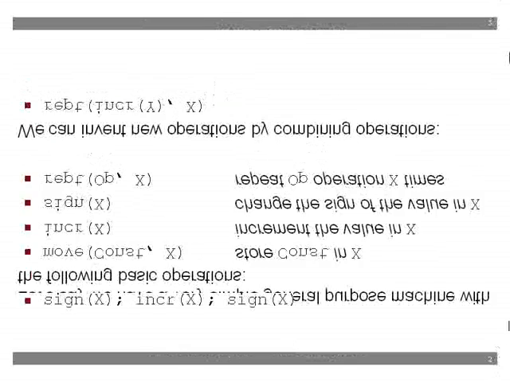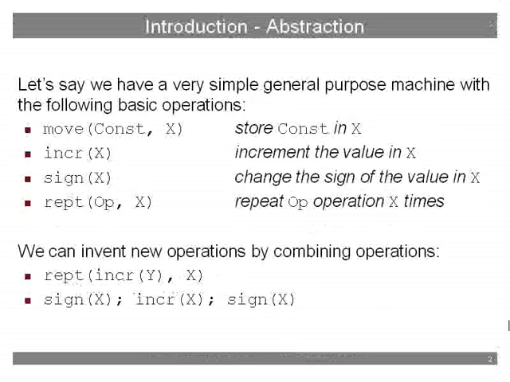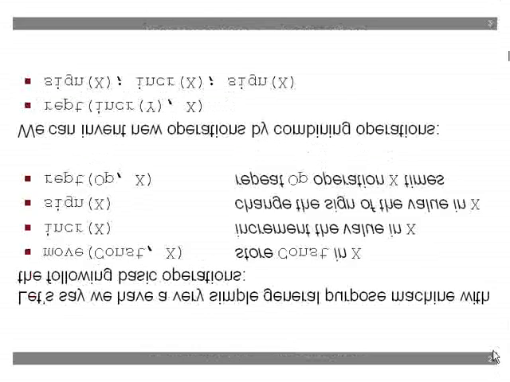We can do the same with sign and increment. We could switch the sign of x, increment x, and then switch the sign back. What have we done? We have generated a new operation, decrement, using 2 of the built-in operations.